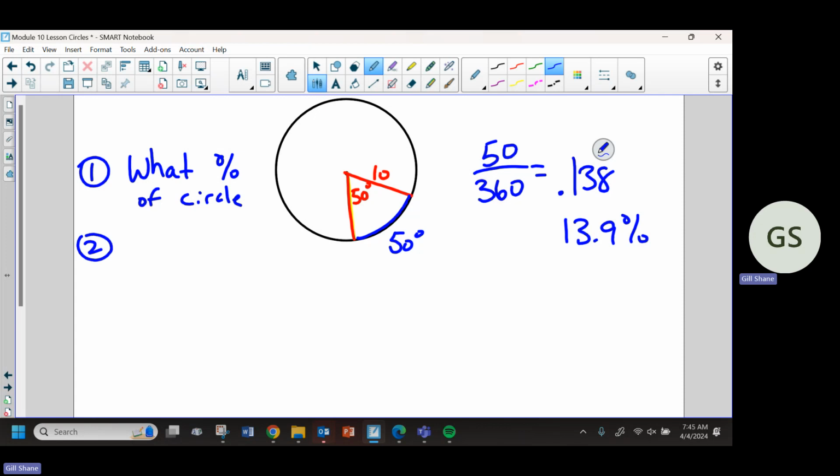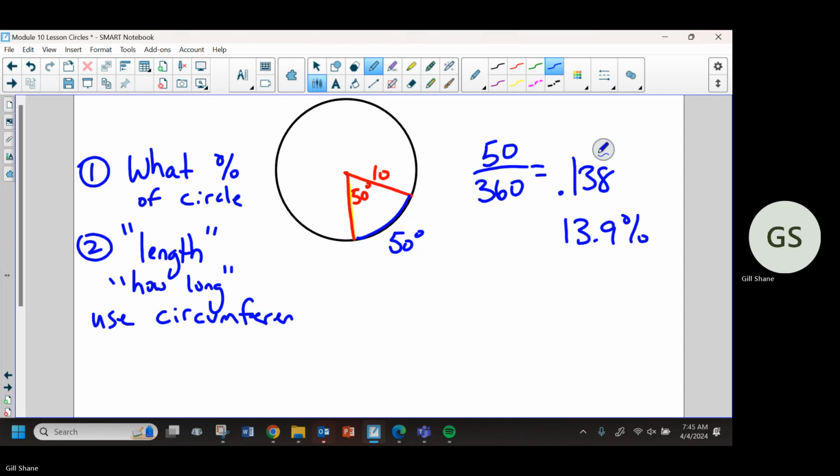So then second, we said, well, if it says length, and I did tell you I want to know the length, that was the question, or how long would be the other key. That's another way of saying length. Length or how long meant that you need to use the circumference. You need to find the circumference of the whole circle. If you see that, length or how long, you have to use circumference.